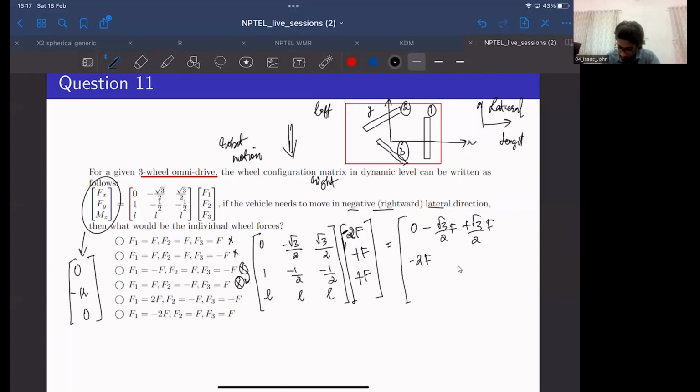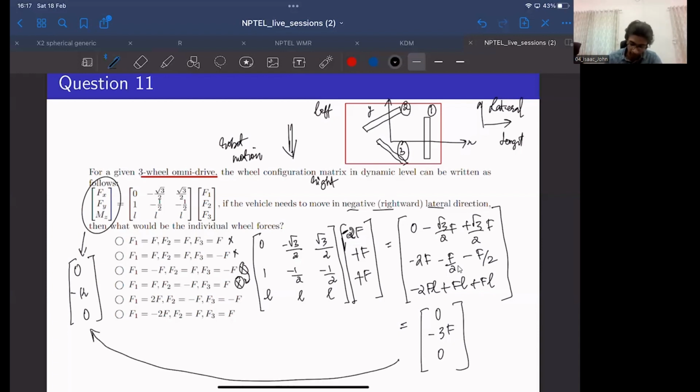Is it correct? Yeah, minus f by 2 minus f by 2. And the third entry would be minus 2f plus f plus f. So again, simplifying, this would be 0, minus 3f, second component would be minus 3f, third component would be 0. And this is exactly what we are looking for.